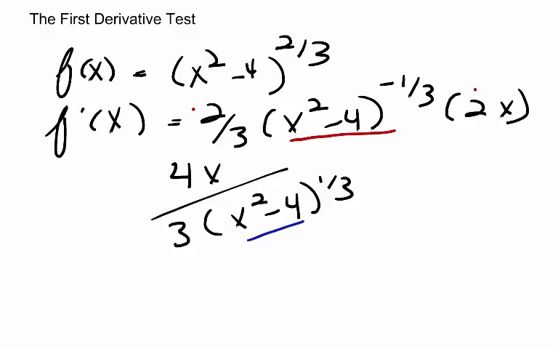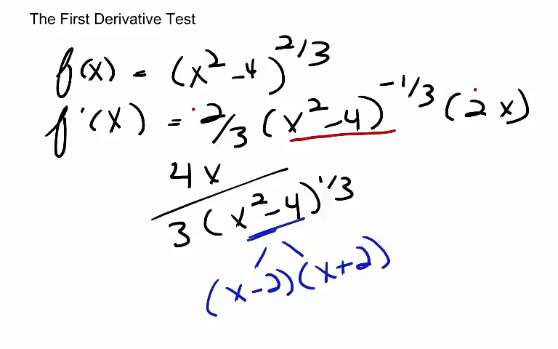x squared minus 4 can be factored to (x minus 2) times (x plus 2), and by setting each factor equal to 0 and solving for x, we see that the derivative of f will not exist when x equals 2 or x equals negative 2.